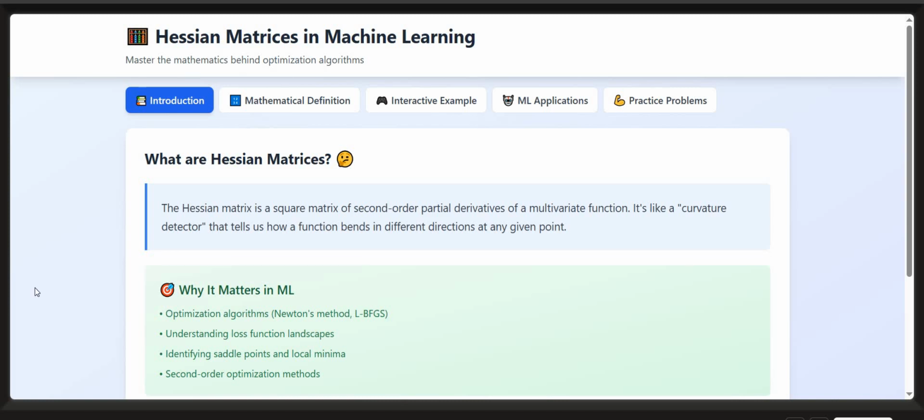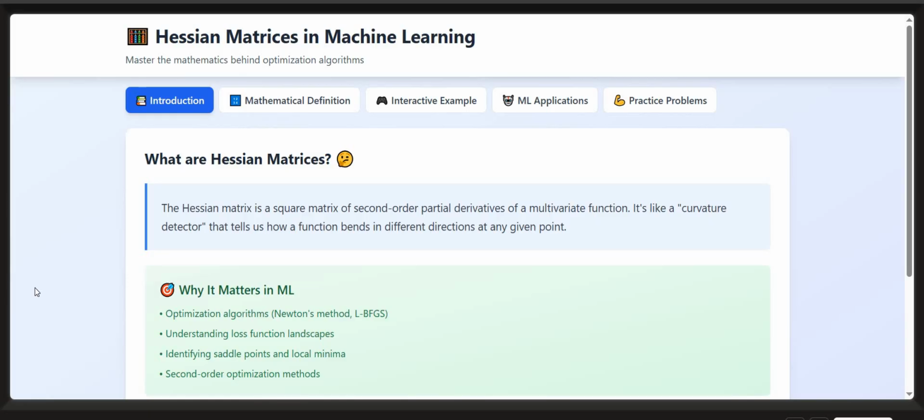Hello everyone. Today we will talk about Hessian matrices in machine learning. Now you might be wondering, okay, what is this thing and why do we care about it in machine learning or optimization in general? Well, the Hessian matrix is a square matrix made up of second order partial derivatives.